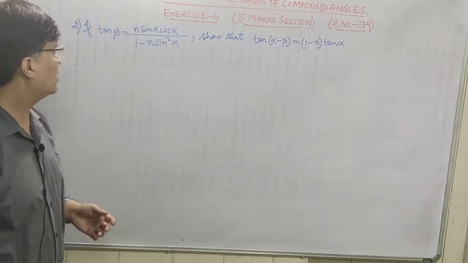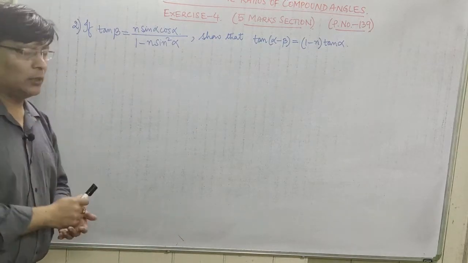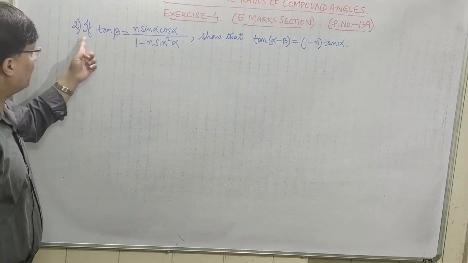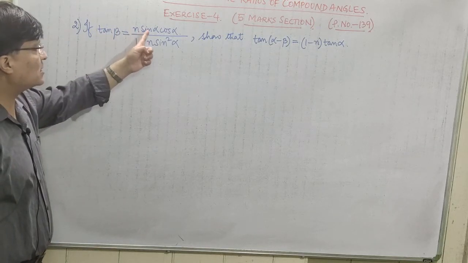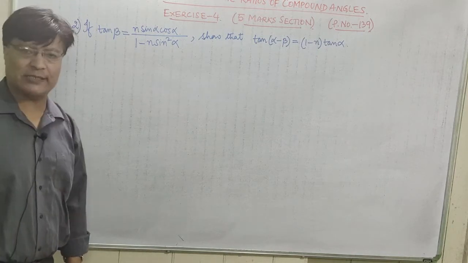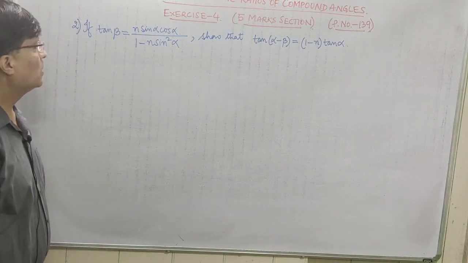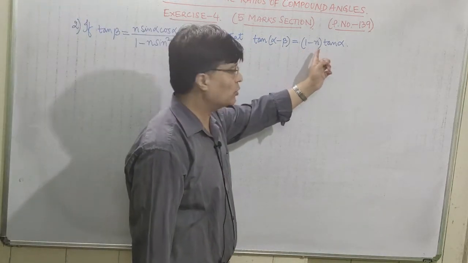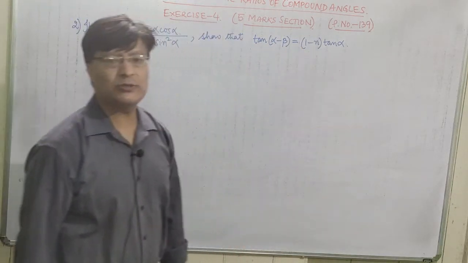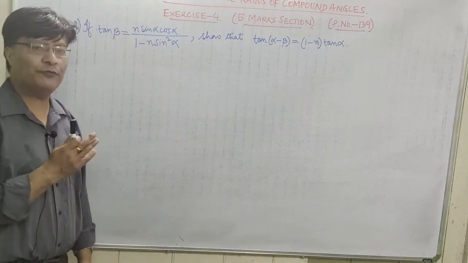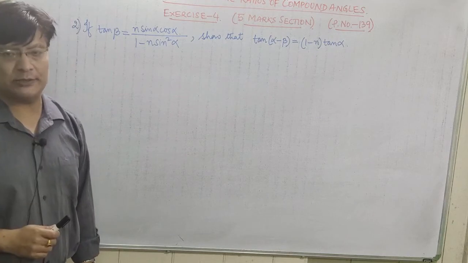So now we'll do the next question, that is question number 2. The question is, if tan beta is equal to n sin alpha cos alpha divided by 1 minus n sin square alpha, then prove that tan of alpha minus beta is equal to 1 minus n into tan alpha. So from given, you have to prove LHS is equal to RHS.